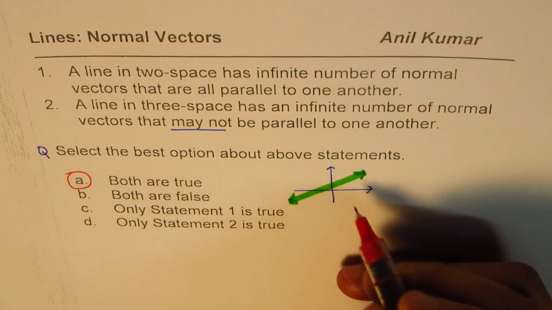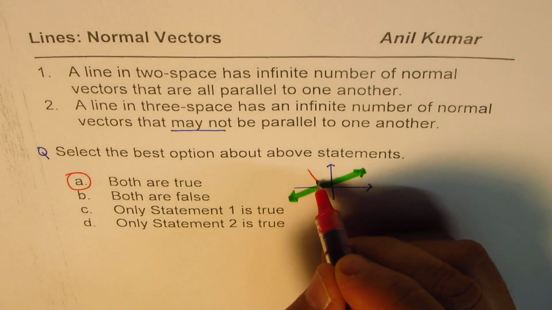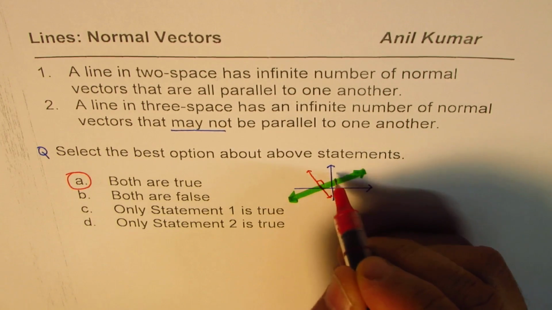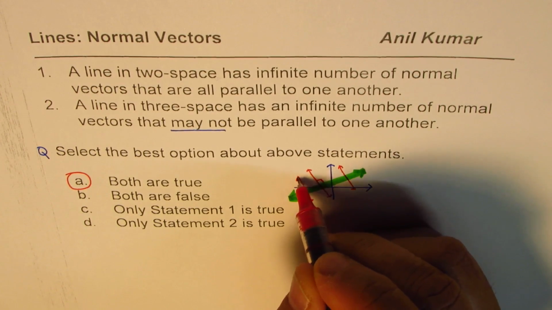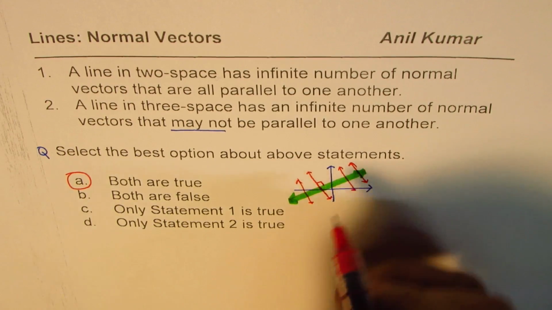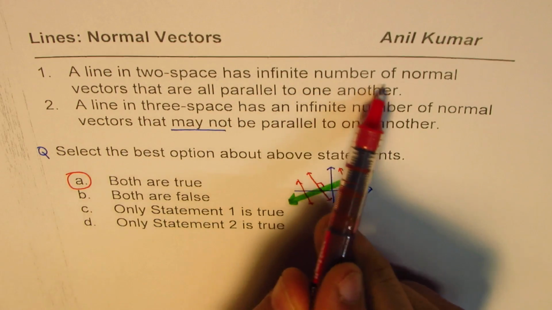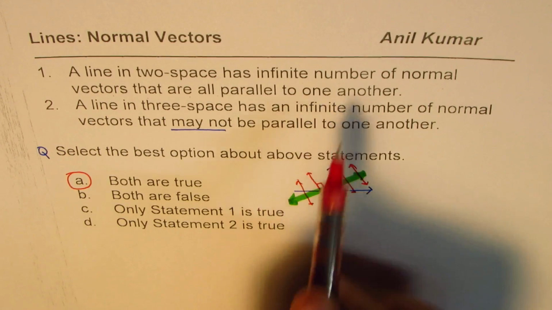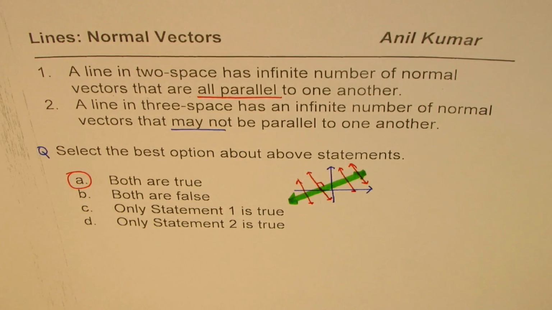Now how will the normal be? Normal should also be on the paper, right? So the normals will be kind of like this. Do you see making 90 degrees? Kind of like this. Now all these normals will be parallel, and there could be, so all these normals are parallel. Do you see that? So that is what we are saying. A line in 2 space has infinite number of normal vectors that are all parallel to one another. So all parallel. Do you see, as we have shown here?